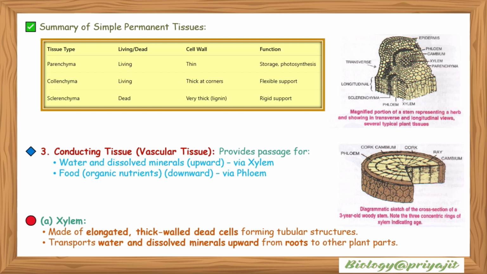is rigid support. Now we'll describe the conducting tissue of the plant, like vascular tissue. It provides a passage for water and dissolved minerals, that is upward movement, which is caused by xylem, and food or organic nutrient transport, which is downward movement via phloem. Xylem is made up of elongated thick-walled dead cells forming tubular structures. It transports water and dissolved minerals upward from roots to other plant parts.